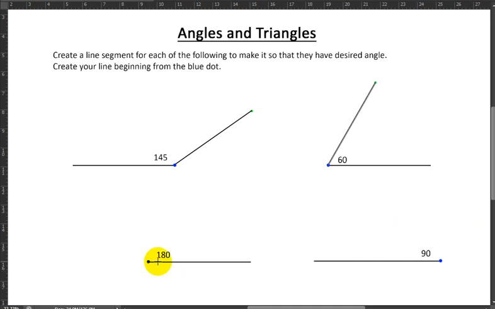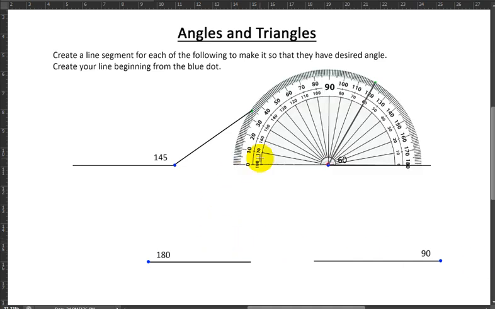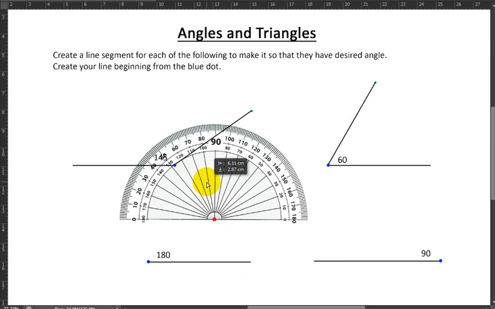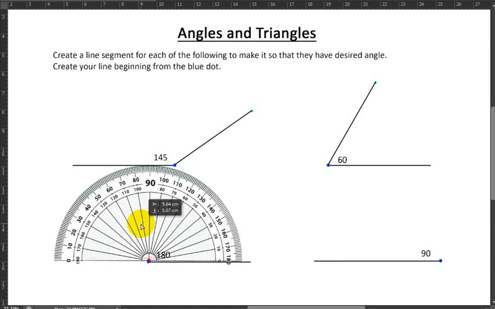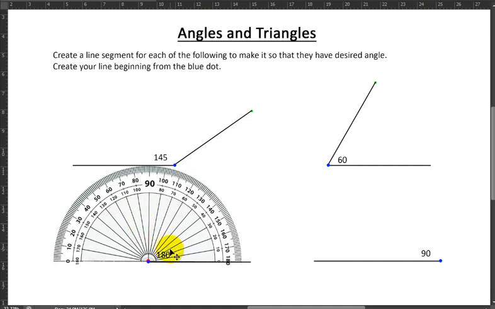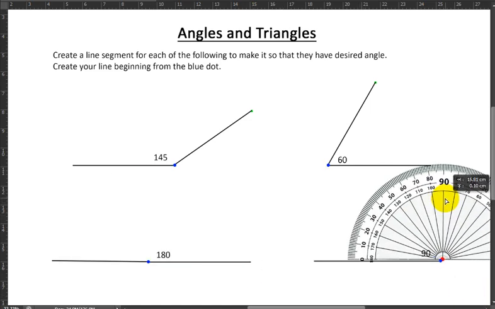Next up, if we go here, it says 180. If you remember from yesterday, 180 means a straight line. So if I wanted to, I could just take a ruler and just extend this. And there you go. But if I want to be more precise, I should take my protractor, place it here. Well, I mean, if you use the ruler, that's also fine. And go like this. And there we go. That's a 180 degree.